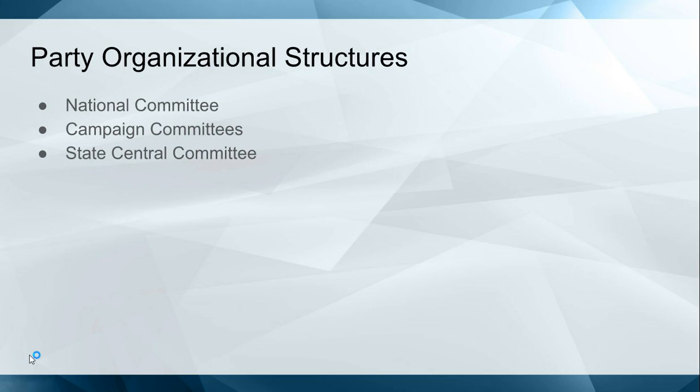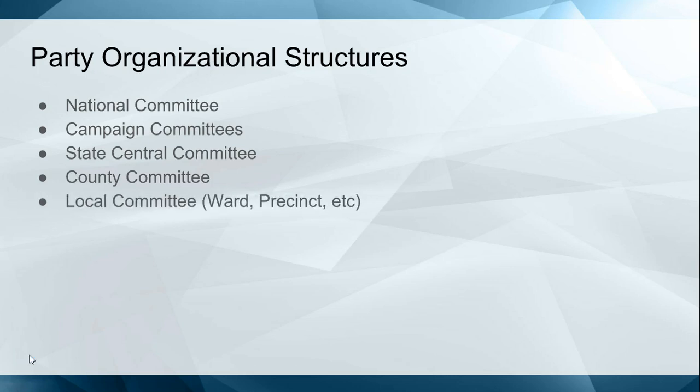At the state level, the highest entity is usually called the State Central Committee, and it's comprised of various people from across the state, party officers, party officials, and so on. Then there are various county committees, local committees that are usually referred to as ward committees, precinct committees, and so on. These are typically not well attended. As a general rule, if you will show up at a local party meeting, such as a precinct meeting, you can probably become chairman of that precinct, because many of these precinct meetings no one will attend.